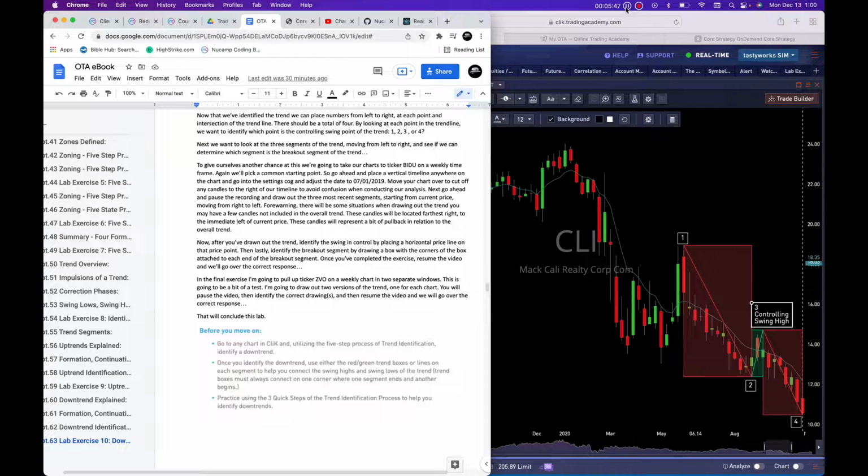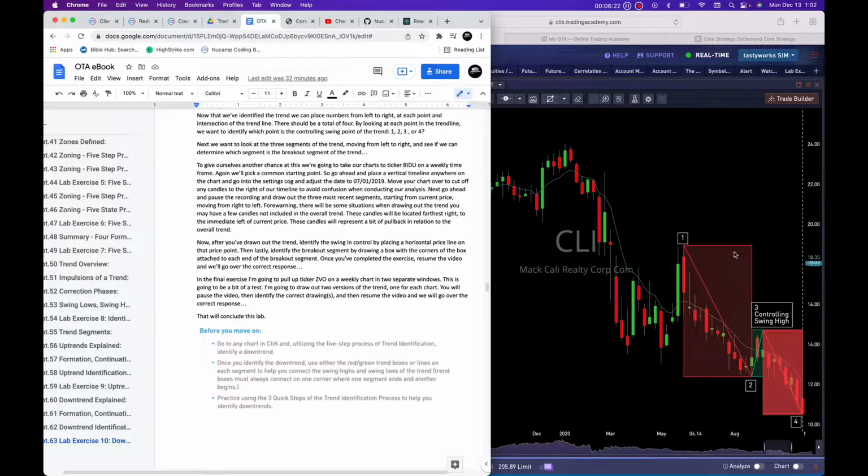All right. So now go ahead and take a look at these three segments. You have the first segment here, the second segment, and the third segment. See if you can identify which one of these segments is the breakout segment. Go ahead and pause the recording. Identify which segment is the breakout segment, then resume the recording to display the correct answer. Go ahead and pause the recording now. All right, and the correct answer is... All right, and here we have the correct answer.